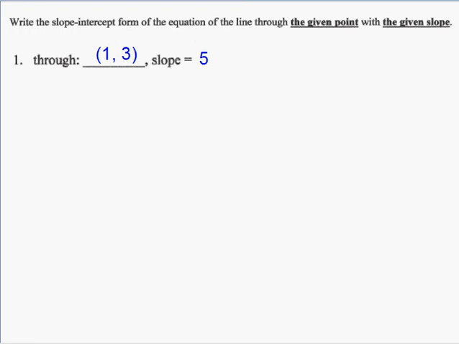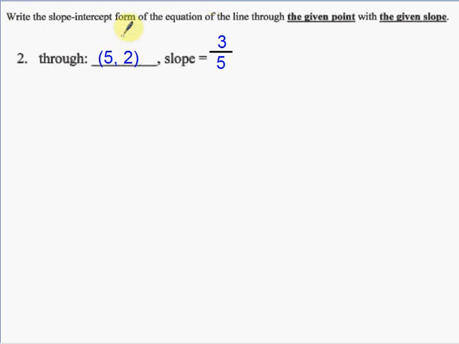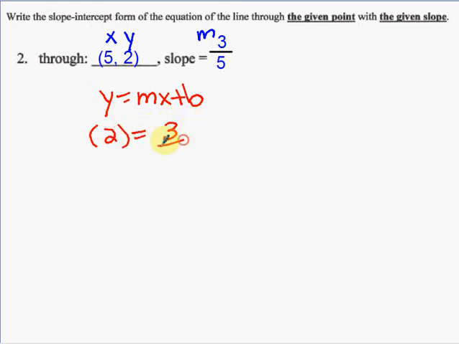Alright, let's go ahead and do another one. Same process, different numbers. So we're going to label x and y. If you want to call this m, you can. We'll use a different color now. So step 1, write y equals mx plus b. Step 2, fill in what you know. So we're going to fill in the 2 for the y, that's from the ordered pair. 3 over 5 is my m, and 5 is my x, and b is what I'm looking for.